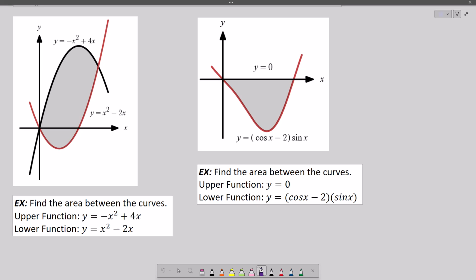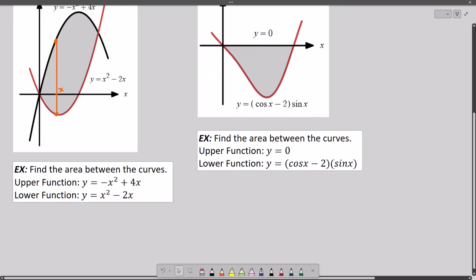So here I'm going to draw a representative rectangle. That's a terrible rectangle. Let's use a different color. Let's use this orange maybe. So this is just a representative rectangle at a random x value, right there. You're imagining that rectangle having a thickness of dx. So that thickness is dx. And then the height of this rectangle, from here to here, is whatever the function value is up there minus whatever the function value is down there. Upper minus lower is going to give you the height.